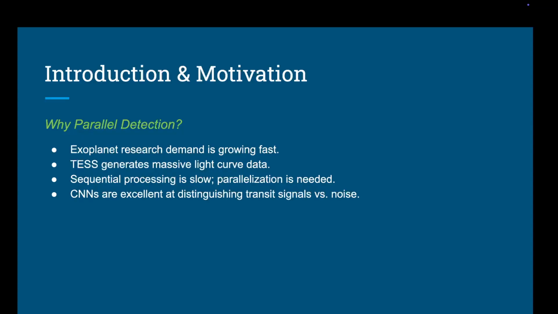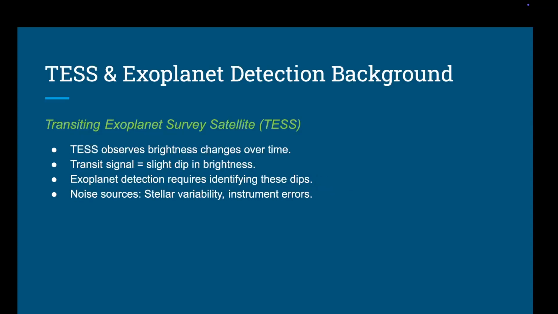TESS detects exoplanets using a method called transit photometry. Essentially, when a planet crosses in front of its host star, from our point of view, the star's brightness dips slightly. This dip can be extremely subtle, sometimes only a fraction of a percent. Yet, if it repeats periodically, that's a strong indicator that a planet may be orbiting that star.